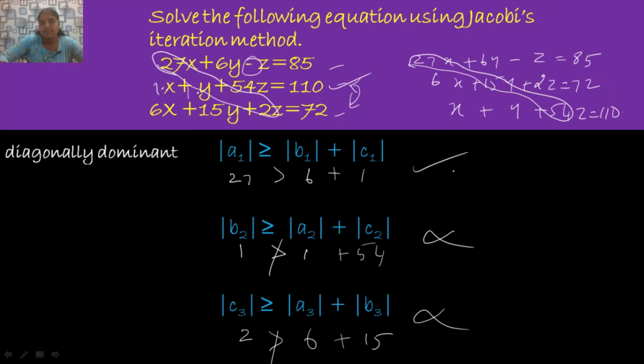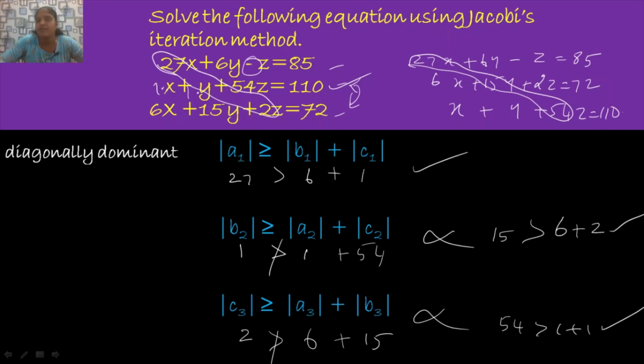Let us now verify whether it satisfies the diagonally dominant property or not. We don't need to check the first equation because we keep it as it is. Let's move on to the second equation, that is 15. Here 6 plus 2, definitely 15 is greater than 8. Look at the third equation, 54 is greater than 1 plus 1. So after rearranging, the given system of equations satisfies the diagonally dominant property.